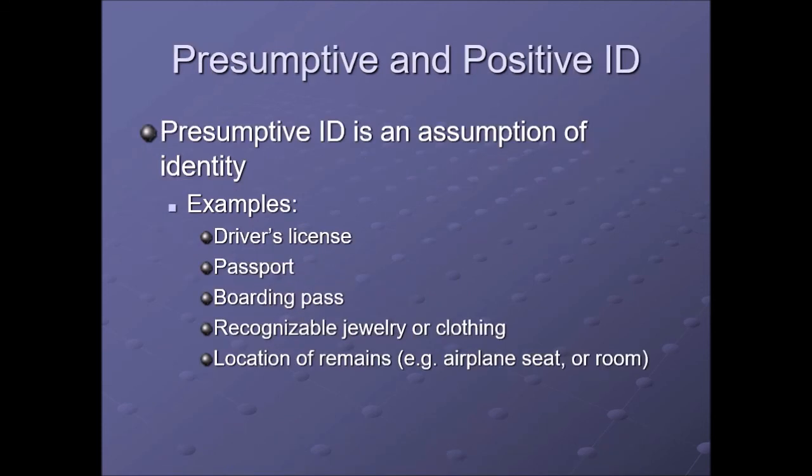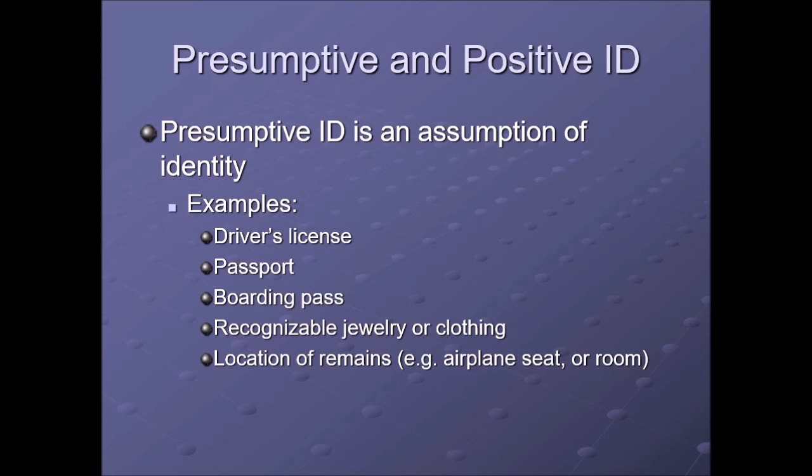Now, presumptive versus positive ID. This is something new forensics students get hung up on all the time. Presumptive ID is what you presume this person is. That can go in with a lot of different things. Let me give you some examples. Driver's license, passport, boarding pass, jewelry or clothing, and the location. In other words, if they're on a specific airplane seat, like 29E.